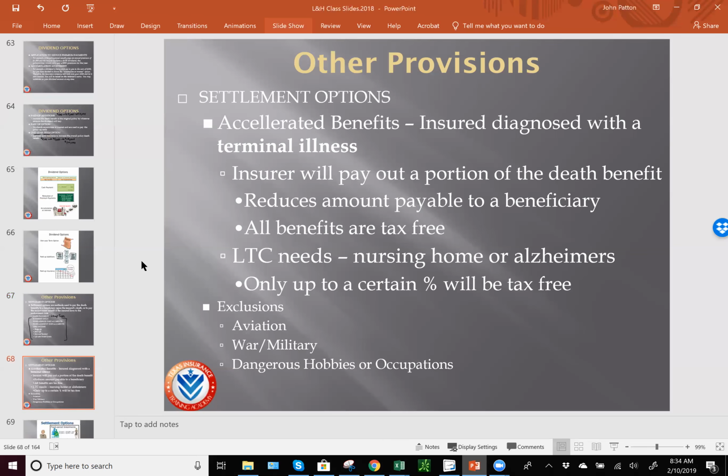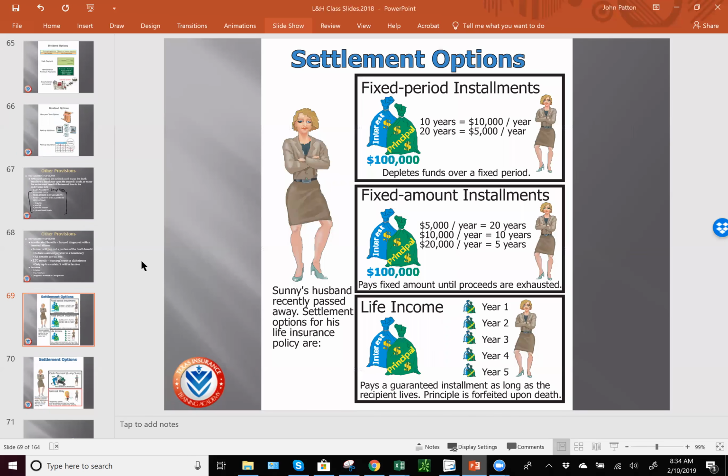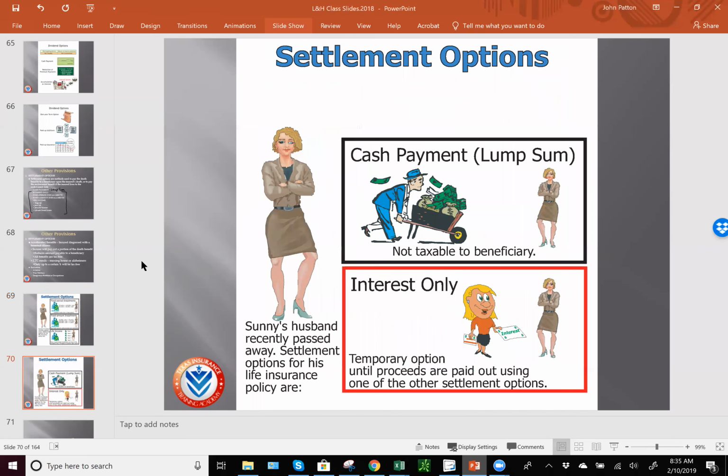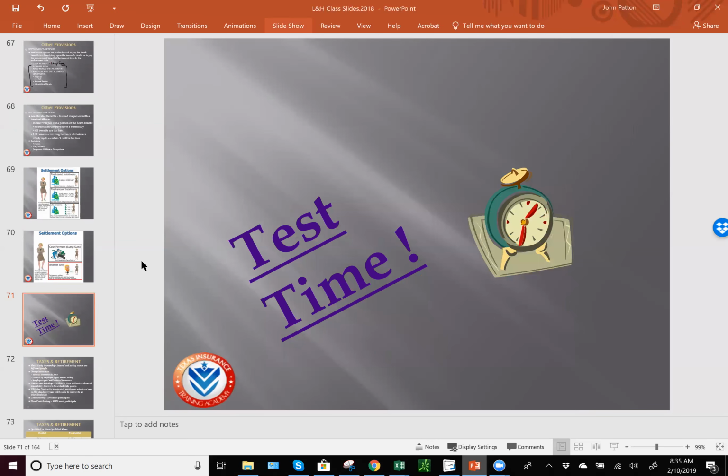All right, so now that is going to be your chapter over policy provisions, options, and riders. Now go onto your simulator and do some practicing and start working on your bulleted definitions.